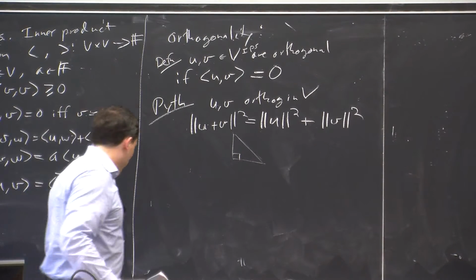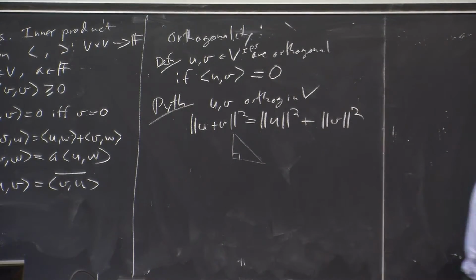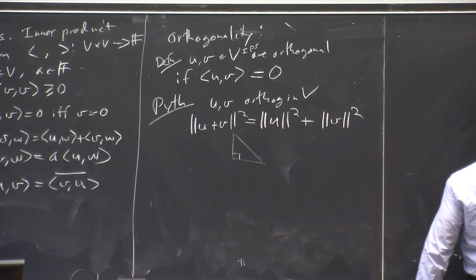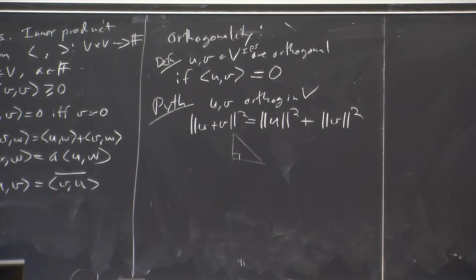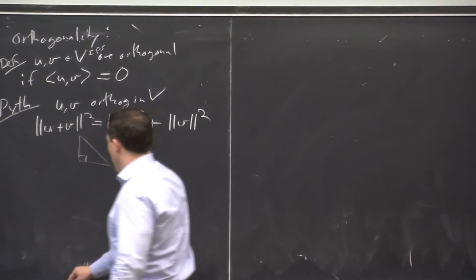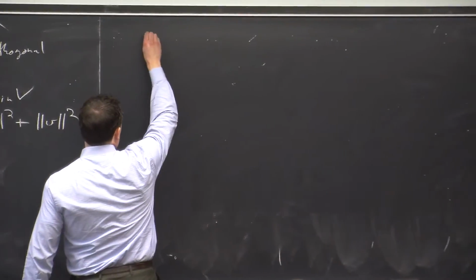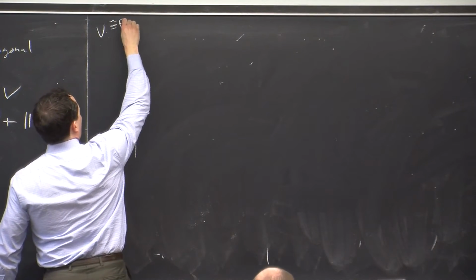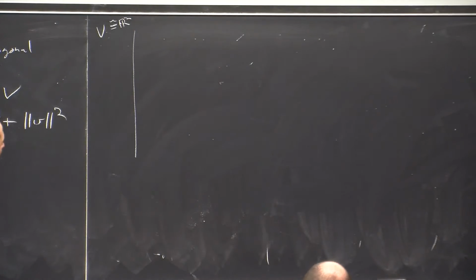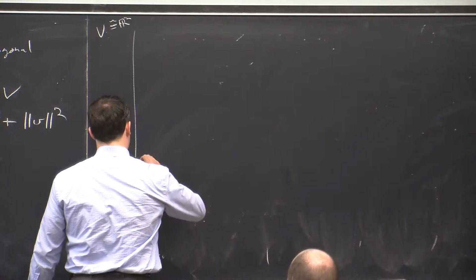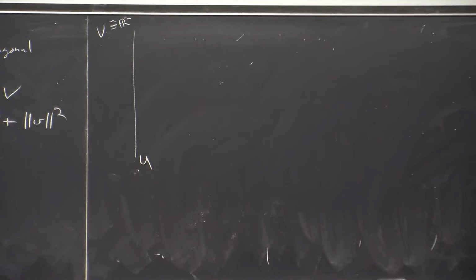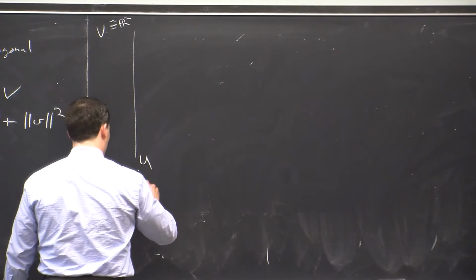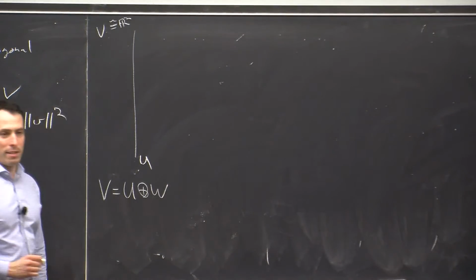Now, if you think back to when we discussed direct sums and the existence of a complementary subspace, when people see this, there's a common mistake that they make. So let's let V be R2, the blackboard, and let's pick a subspace U in V. And I'd like to express V as a direct sum of U and some other subspace W.